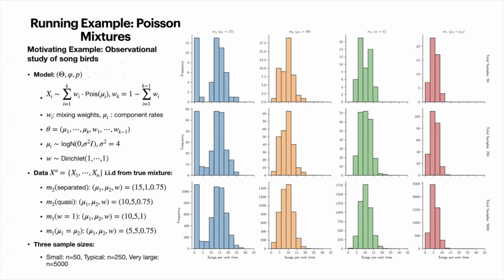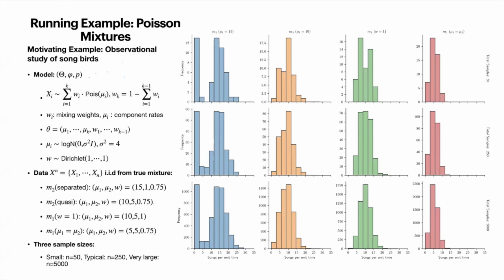The second column is the case that we mentioned as quasi-singular, where the mixing components, as you can see from the data, are quite fused. You can see this because the rates are 10 and 5, versus 15 and 1 on the left-hand side. Now, the other two columns on the right are actually truly singular. They're single-component data generating processes.